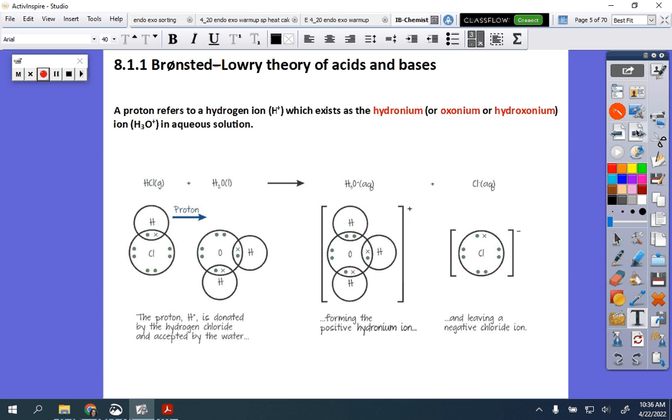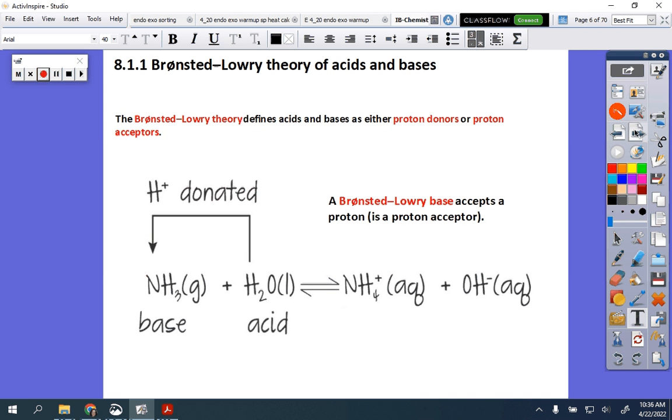Ooh, yes, we're going to talk about equilibrium. Yep, for sure. Yep.